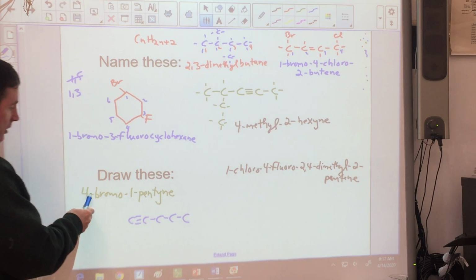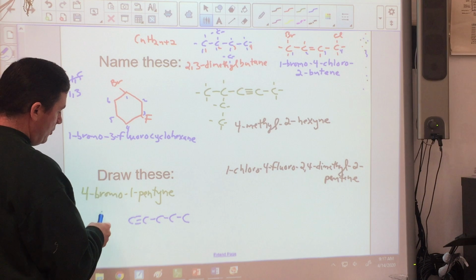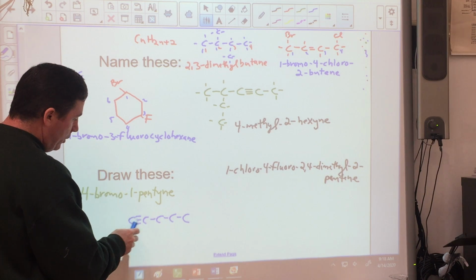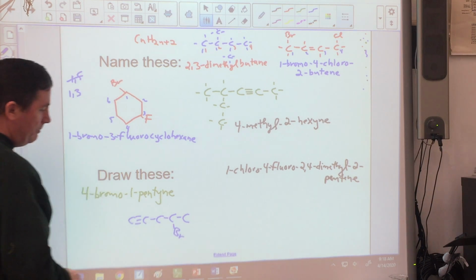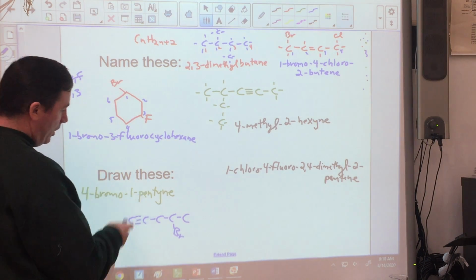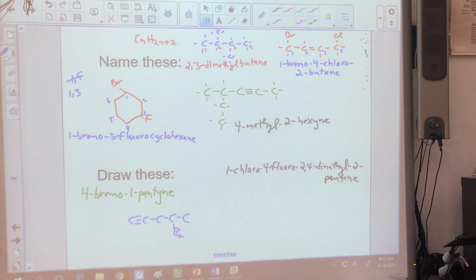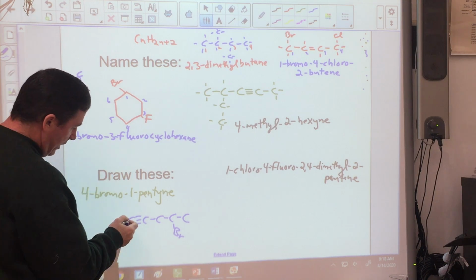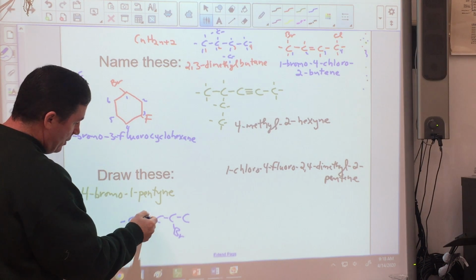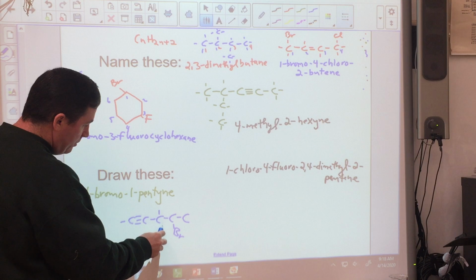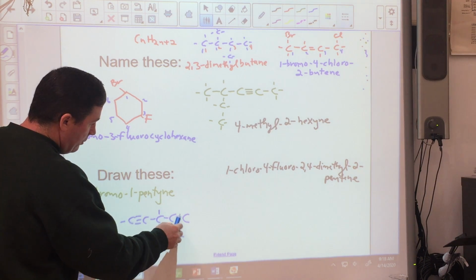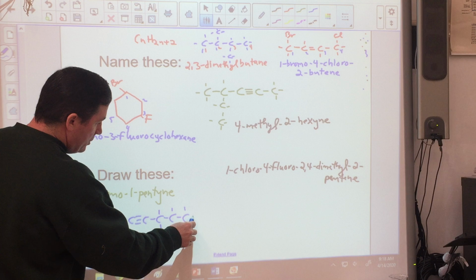And then 4 is where this substituent group is, which happens to be bromo. So 1, 2, 3, 4. Here's my bromine. 4-bromo-1-pentyne. Am I done? No. Why? I have to have 4 bonds around each carbon. 1, 2, 3, 4 around this one. This one only has 2. This one has 1, 2, 3. Need another one. This one only has 1, so I have to have 3.